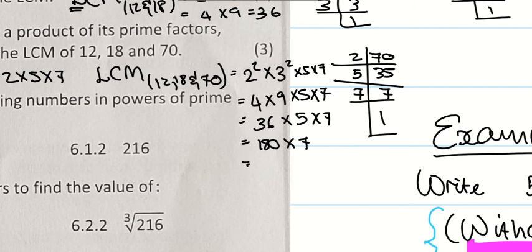So 180 times 2 is equal to 360. 360 times 2, that's 720. And then 720 times 2 is 1440. Alright, and then we subtract our 180. What is our final answer? Give me that answer.